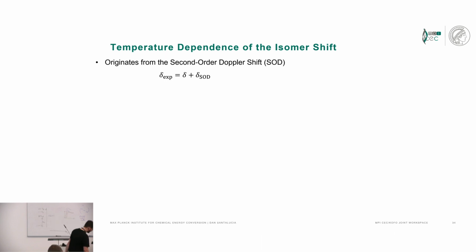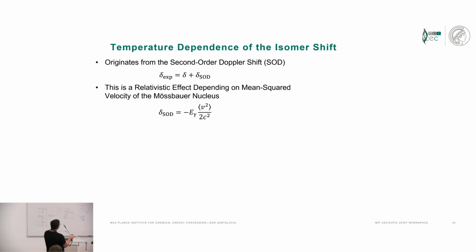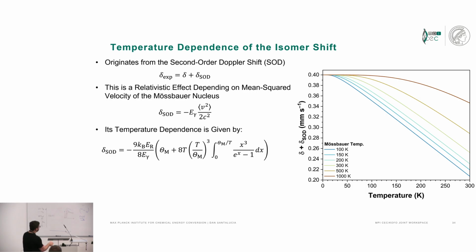There's something I have to point out though, and it's something that's really annoying, and that's the so-called second order Doppler effect. It turns out that what you see experimentally is not just the intrinsic isomer shift, but this other contribution, which is a relativistic effect, which depends on the mean squared velocity of the Mössbauer nucleus. I don't want to get into it too much, but you can use the Debye model and the Debye integral of the third kind to talk about this. If I have some intrinsic isomer shift, let's say of 0.4 millimeter per second, depending on the temperature of my sample, that will become a temperature-dependent quantity as well. And this is a negative quantity, so this works against the intrinsic isomer shift.